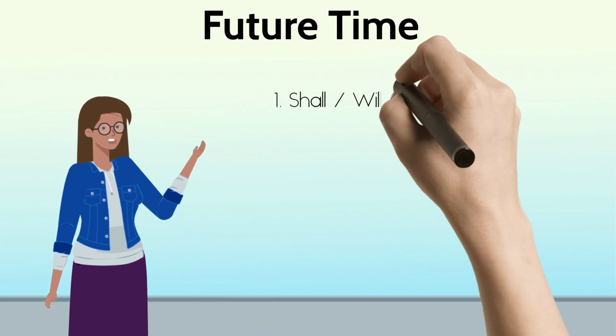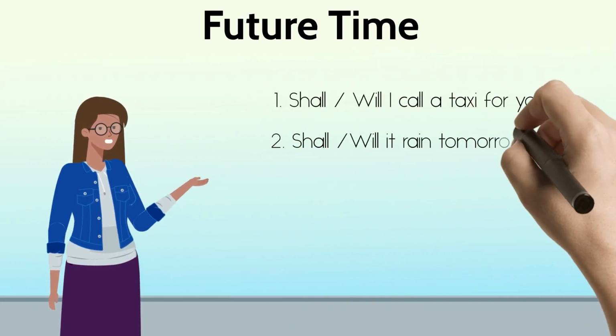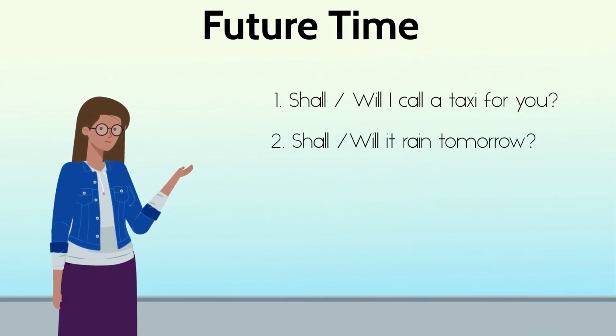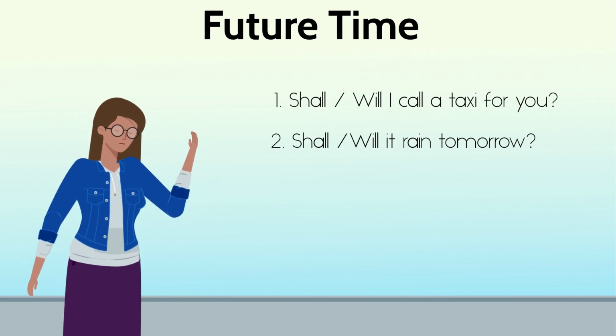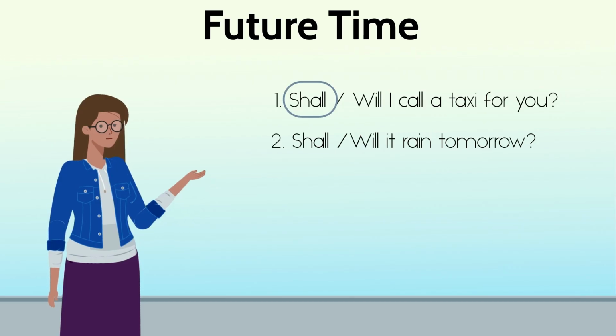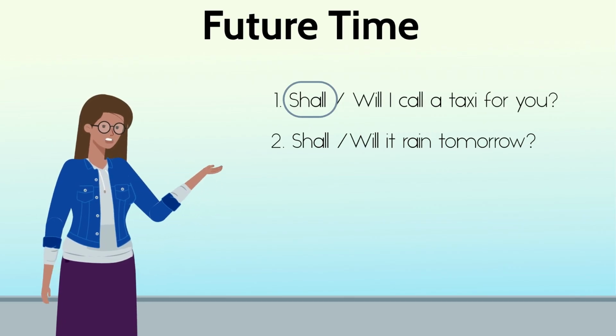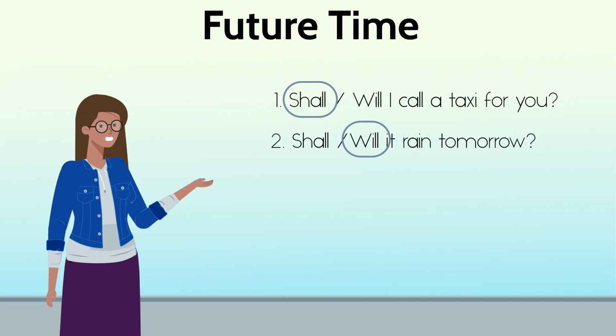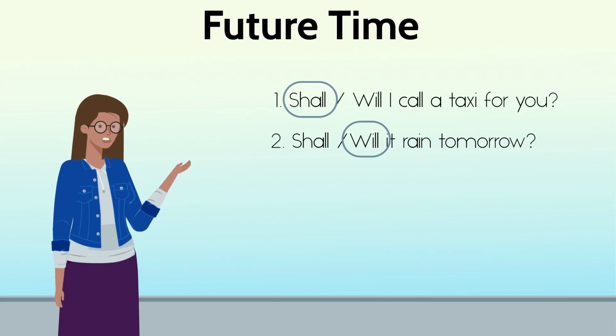Look at these two sentences. Which is the correct word? That's right, the first sentence uses shall, because you are making an offer. The second sentence uses will, because it is trying to make a prediction or guess about the future.